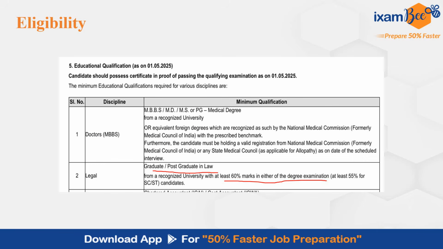Here, if your degree is still pending, but your final results have been declared before 1st of May 2025, you are eligible for this post. But if you're still appearing for your final year exam, or you are awaiting result, or your result was announced after 1st May 2025, then you are not eligible to appear for this exam.